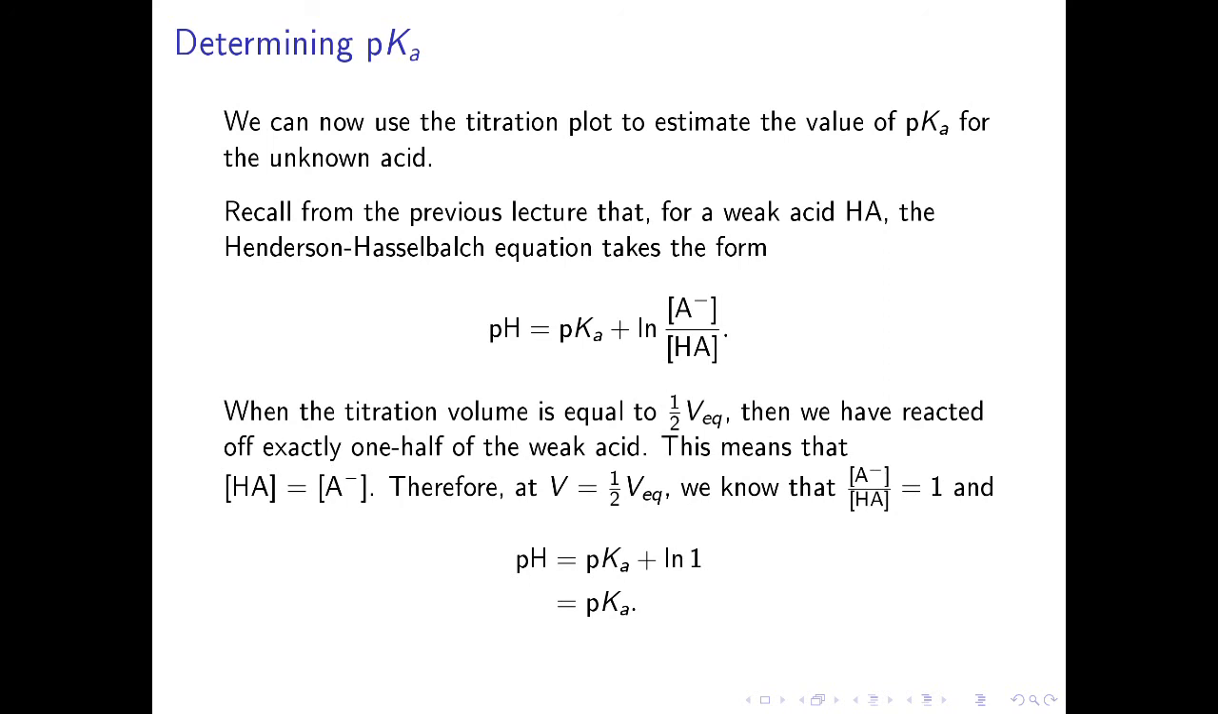Therefore, when V is equal to 1/2 VEQ, we know that the ratio of A minus to HA is equal to 1, and therefore pH is equal to pKa plus the natural log of 1. But since the natural log of 1 is equal to 0, at 1/2 VEQ, pH equals pKa.